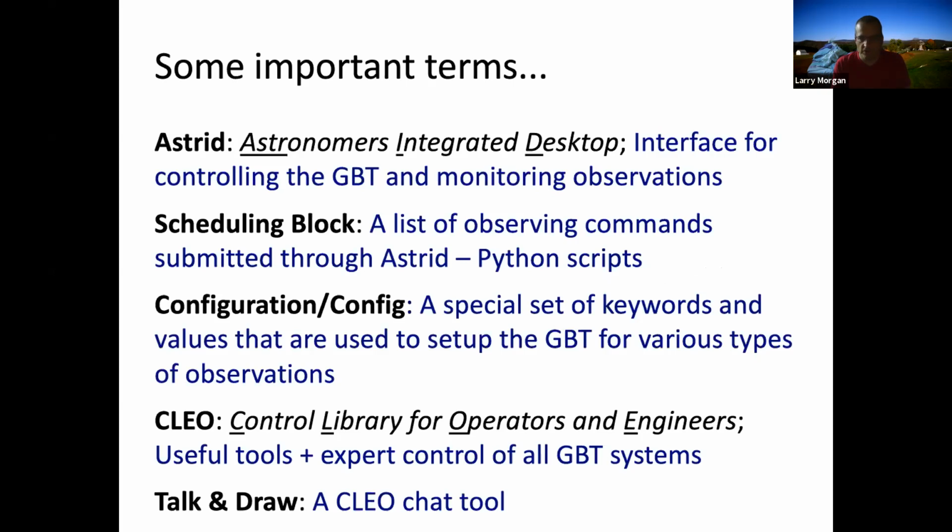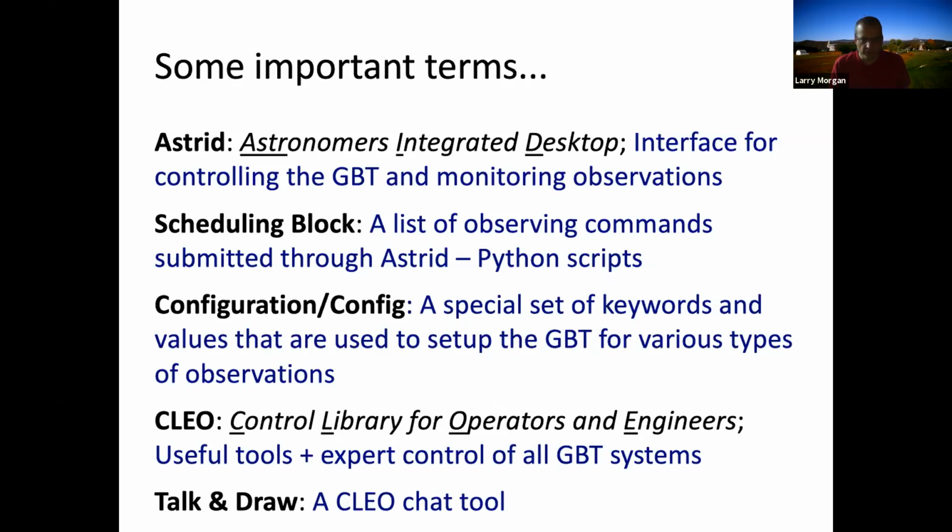So just one slide I'm going to show you. It's just to point out some of the terms I'll be using. Astrid is the Astronomer's Integrated Desktop, which is our GUI for controlling the GBT, and nominally for monitoring observations, though it's sort of a broad overview and more detailed monitoring is usually done through Clio, which Amber will be talking to you about after my talk.